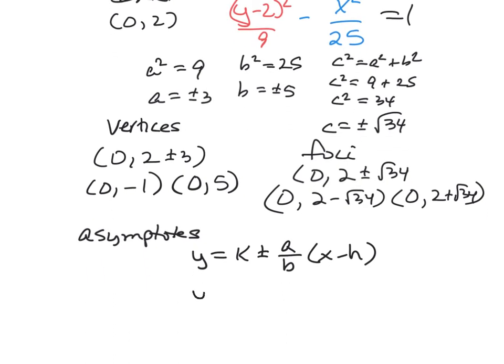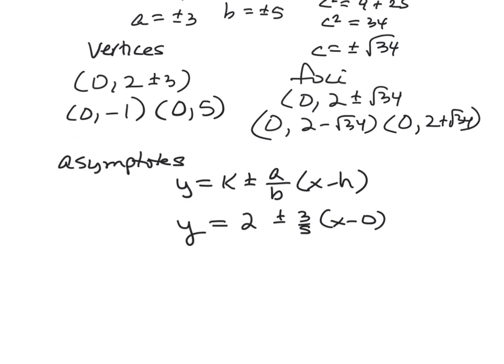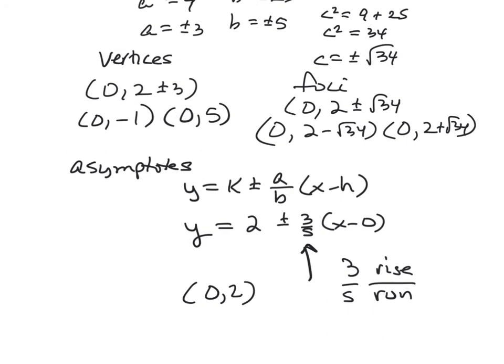So I'll fill this in as y equals 2 plus or minus 3/5 x minus 0. The main thing I need to look at is the slope. I'm going to rise 3, run 5 from this center point of (0, 2). That will create my asymptotes. From there, you'll graph the vertices and use the asymptotes as your guide.